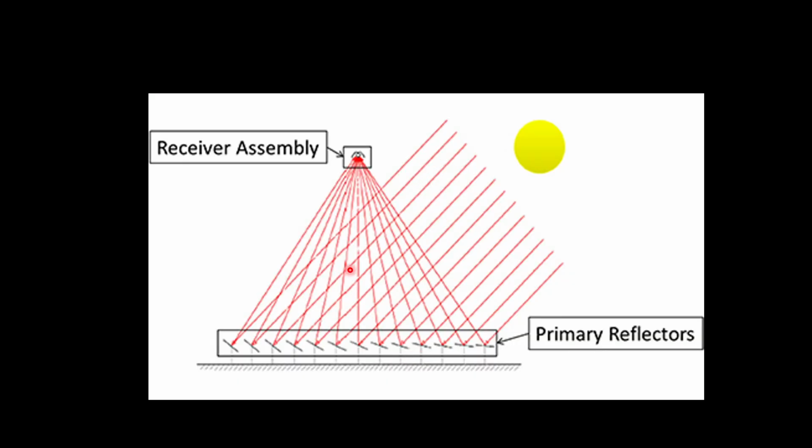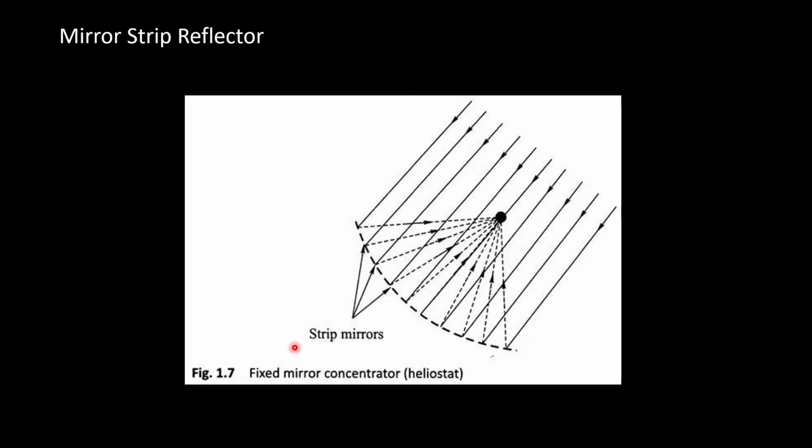So you can see in this figure, this is the receiver assembly and this is the sun, and you can see the inclination of this primary reflector, like one here and the last one here. As we move from this side to this side, the inclination increases because each individual mirror's inclination and orientation is individually controlled. And next is the mirror strip reflector, the fixed mirror strip concentrator, where the mirror strips are arranged in a concave shape.